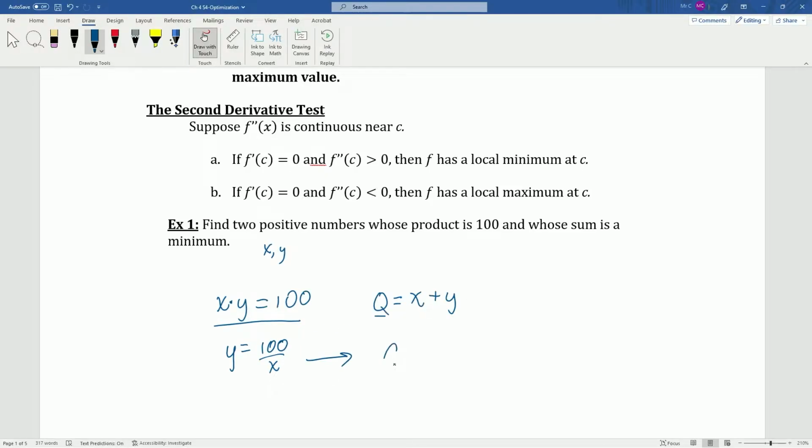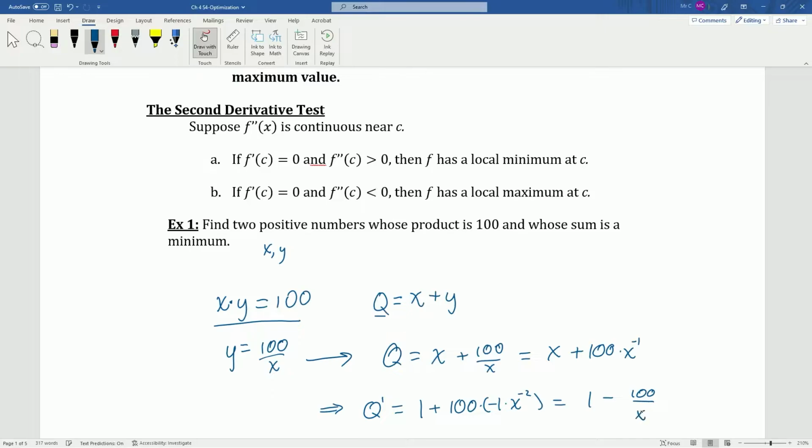So that being said, here I can just set y equal to 100 divided by x and substitute that into my quantity. So Q equals x plus 100 over x. I'm going to rewrite that as x plus 100 times x to the negative first power, so I can take the derivative a little more easily. That implies the derivative of my quantity is 1 plus 100 times negative 1 times x to the negative second. That's 1 minus 100 over x squared.